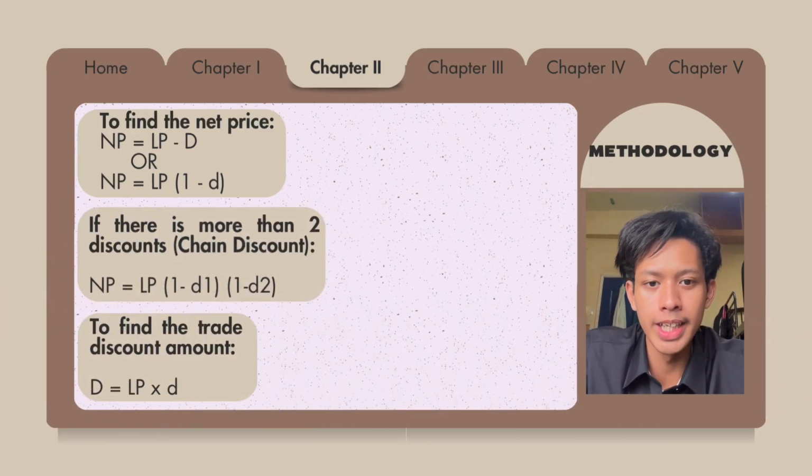Methodology. To find the net price, NP equals LP minus D, or NP equals LP open bracket 1 minus D close bracket. If there is more than one discount, it is a chain discount. NP equals LP, open bracket, 1 minus D1, close bracket, open bracket, 1 minus D2, close bracket. To find the trade discount amount, D equals LP multiply D.